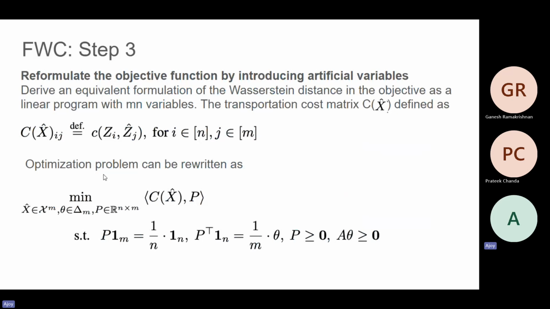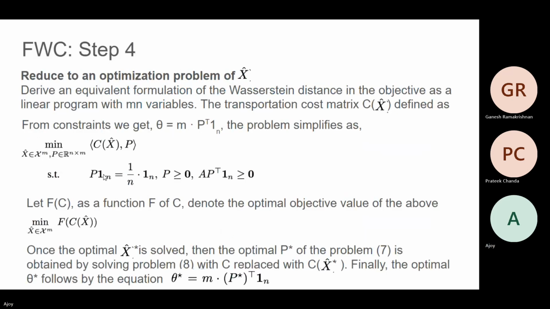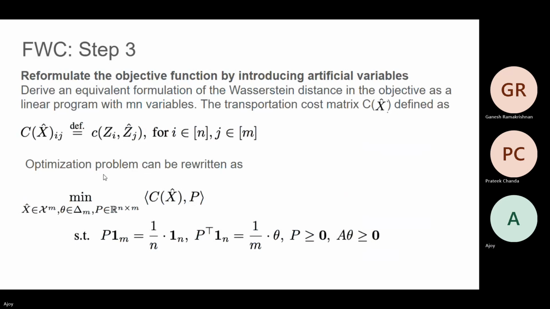And similarly, they said that the Wasserstein distance can also be equivalently written as this inner product of the cost that is involved in the Wasserstein and the probability measure, and the additional constraints. So they again refer to another paper and said that which constraints.